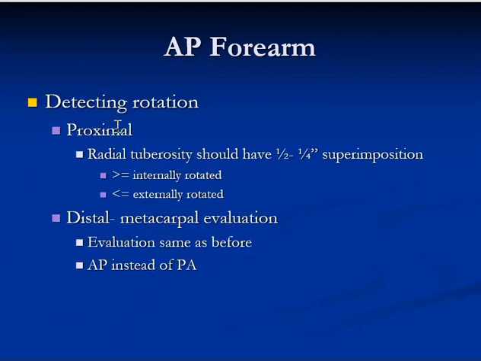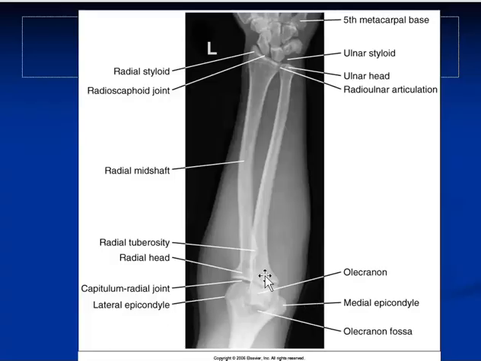So what you're going to do to detect rotation is you're going to look at both the proximal and distal end separately. So the radial tuberosity should have about 1/2 to 1/4 inch superimposition. So what we're looking at here is this thing right here. All right, so you got radial head. Radial head's flat. We see a portion of the radial head superimposed by the ulna, but the radial tuberosity is this thing, and that's really where your rotation occurs.